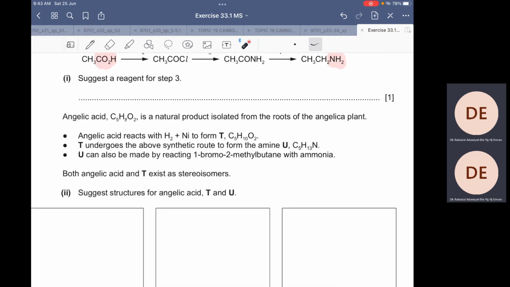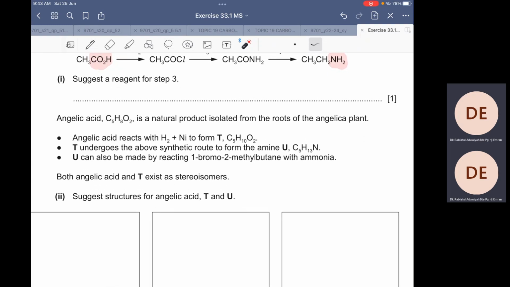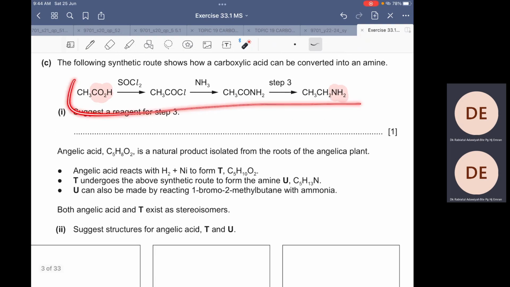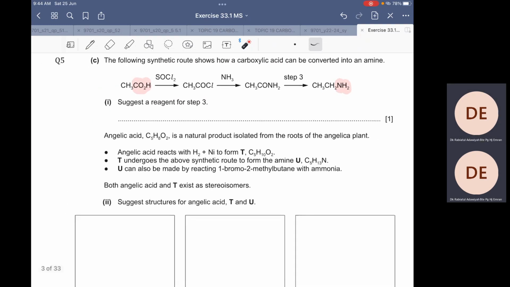The second part: angelic acid, C5H8O2, is a natural product isolated from the roots of the angelica plant. Angelic acid reacts with hydrogen plus nickel to form T. So that means if you use hydrogen, that looks like a hydrogenation process, you are adding hydrogen to an unsaturated bond. That means there's a double bond somewhere, okay? T undergoes the above synthetic route, so T follows the same route. U can also be made by reacting 1-bromo-2-methylbutane with ammonia. Both angelic acid and T exist as stereoisomers.